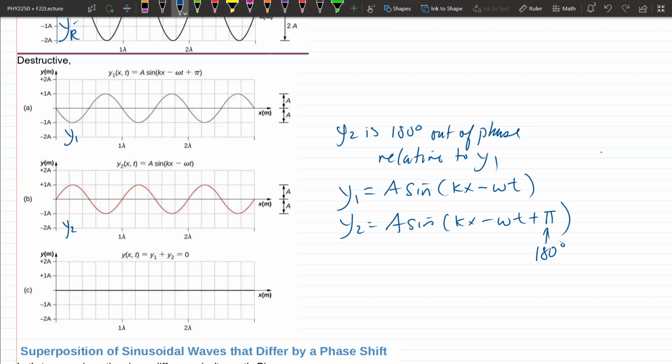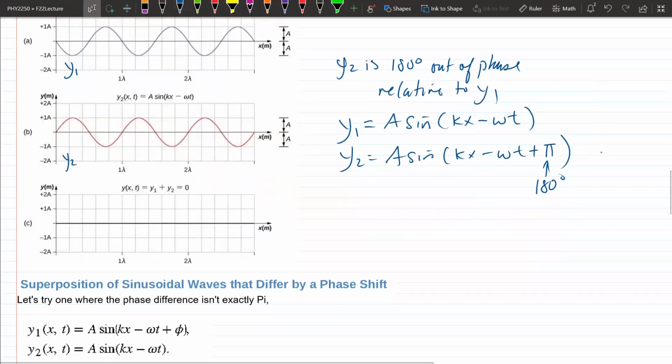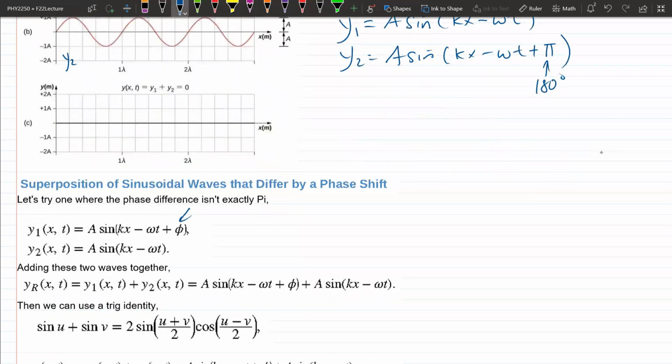All right. So now we dive into a little bit of algebra to figure all this stuff out, right? Actually, the way the book writes it, it puts the phase shift on Y1, but you can put the phase shift on either Y1 or Y2. It doesn't actually matter because it's just the difference between them that matters, right?